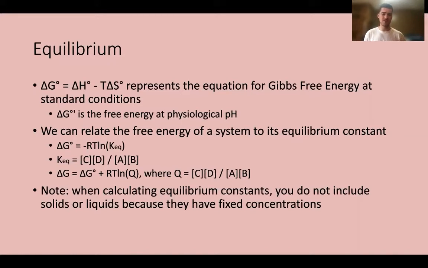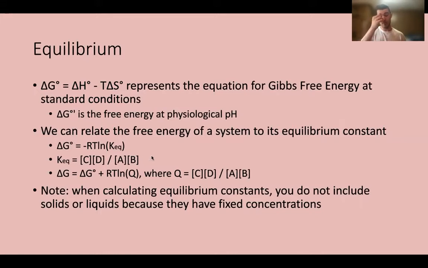You can't use them interchangeably, but for these next 3 formulas that we're talking about, anywhere you see that delta G standard, you can use that physiological pH delta G as well, and the formula will work. So we can relate the free energy of a system to its equilibrium constant. So that delta G, if you can't get it from this formula, delta H minus T delta S, you probably won't be able to, because a lot of times they won't give you the actual standard number for enthalpy and entropy. You would use this equation, which is negative RT ln K EQ.